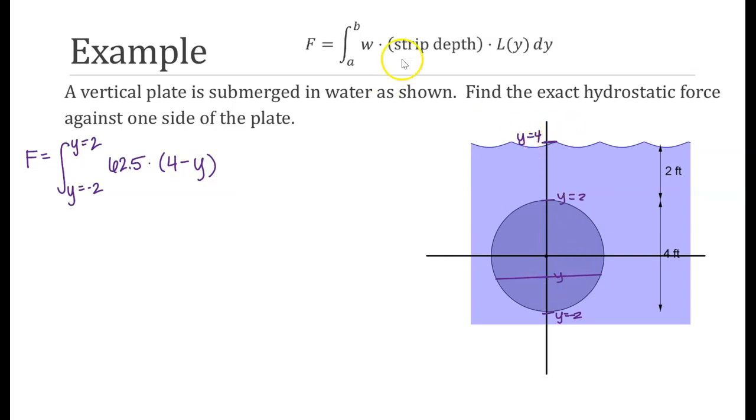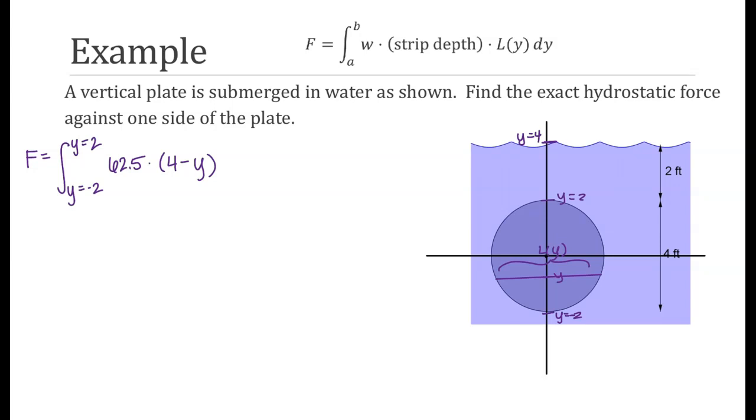So the strip depth is found by taking the height of the water minus y. So 4 minus y. And then we need the strip length. So now I need to know how wide this is here. So L of y. So I'm going to need the right side of the circle minus the left side of the circle. And that's why it's key to put the center of the circle at the origin, because the equation of a circle centered at the origin is easier to find.